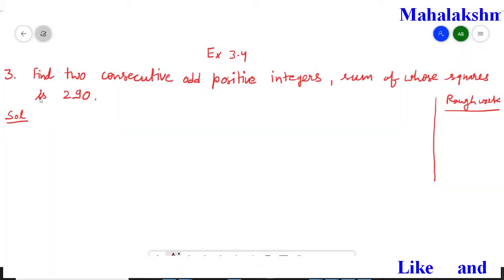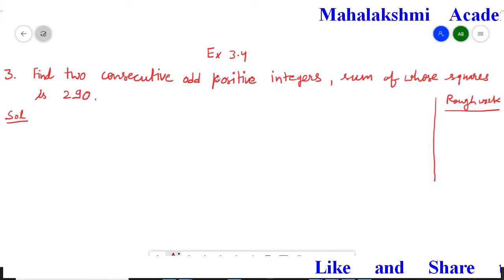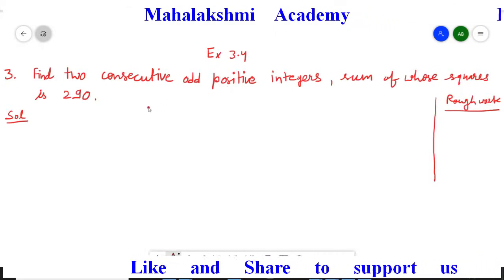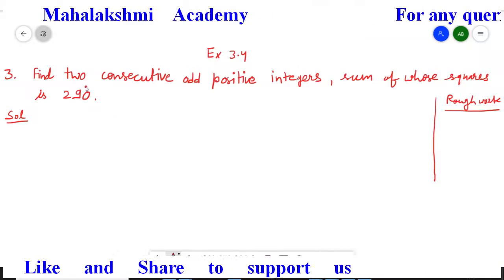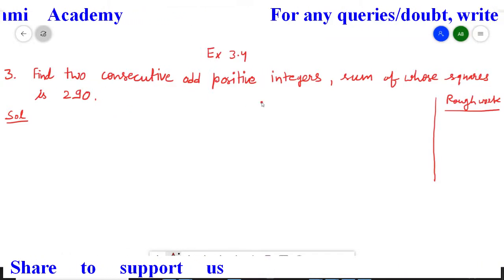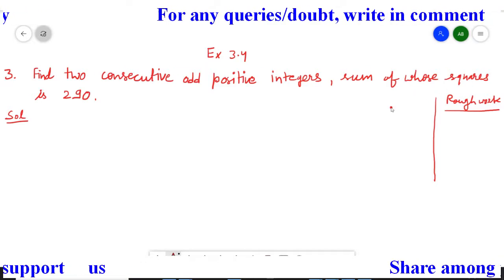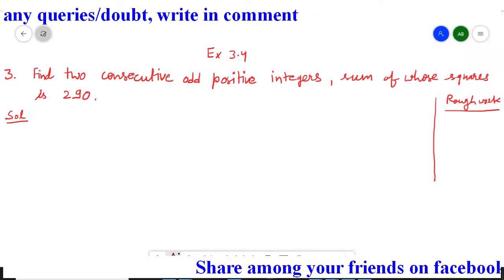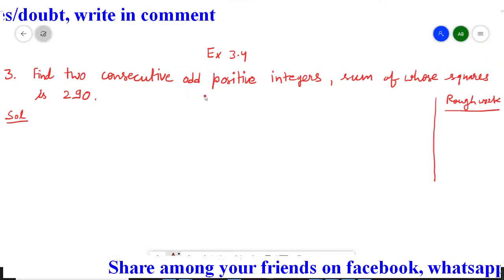Hello everyone, I am going to explain question number 3 from exercise 3.4. This question belongs to 10th class maths. Here, find two consecutive positive integers, the sum of whose squares is 290. So, we have to find the two consecutive odd integers.